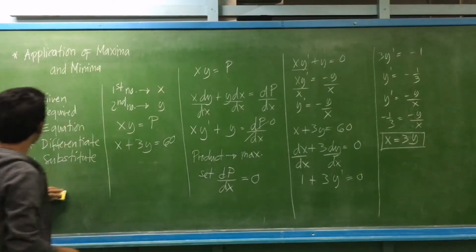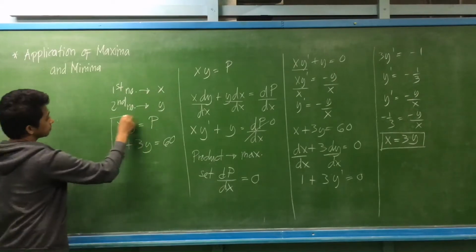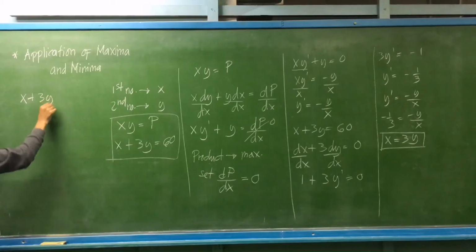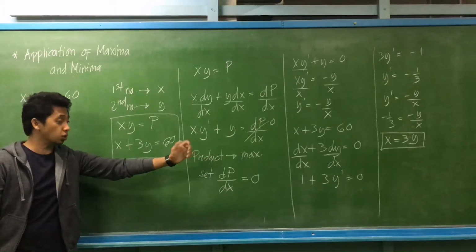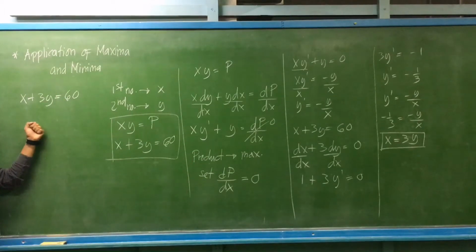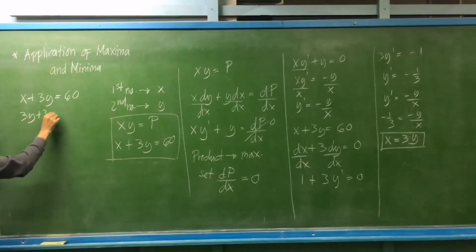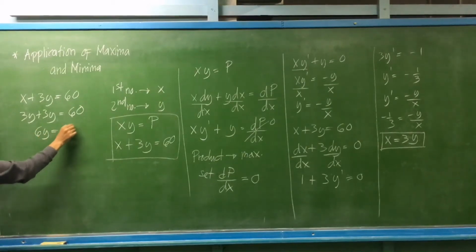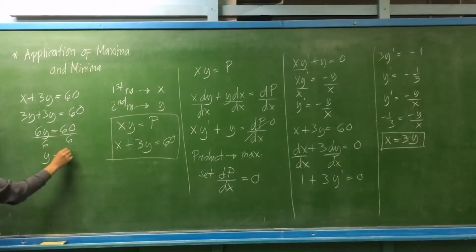So let's go back to the first equation, or this is our second equation, this one. We have the equation x plus 3y is now equal to 60. The differentiation is done, so what we are doing now is substitution. So the value of x is 3y, plus 3y is equal to 60. It's the same as 6y equals 60. Divided by 6, the other number is 10.